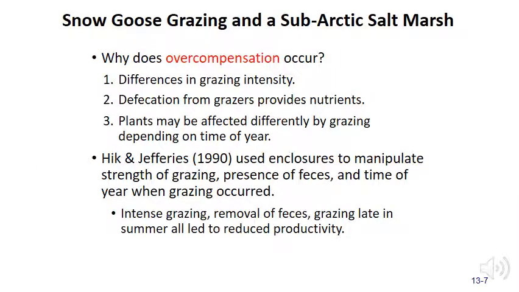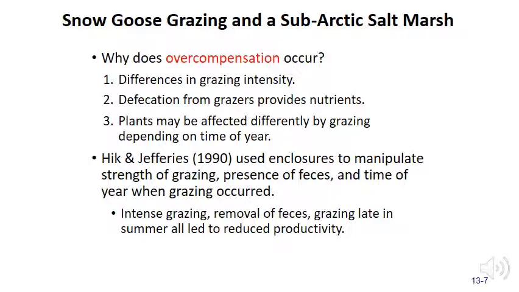So what is it that actually allows for overcompensation to occur? So this kind of increase in growth rate in response to herbivory. One factor might be differences in grazing intensity. In some cases, herbivores might feed on older, maybe dying material that then actually exposes younger, healthier plant material to higher intensities of sun. And so you're actually increasing the efficiency of photosynthesis of the plant. A second factor might be defecation from the grazers. For example, these snow geese, as they graze, they're defecating, and that's going to provide phosphorus and other nutrients for these plants to grow.